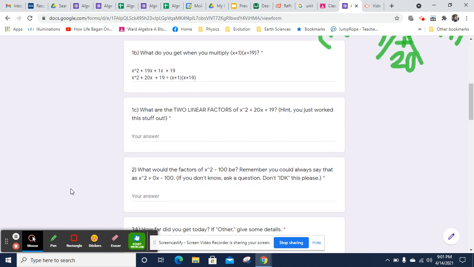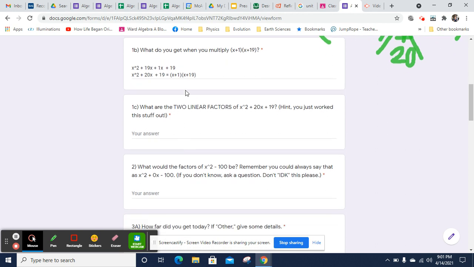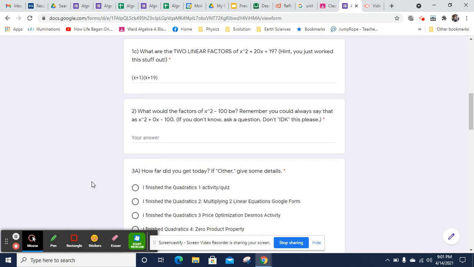Now, what are the two linear factors? Oh, I've just written what they are. The two linear factors are these: x plus 1 times x plus 19. Those are the linear factors of x squared plus 20x plus 19. All right, now let's consider this one.